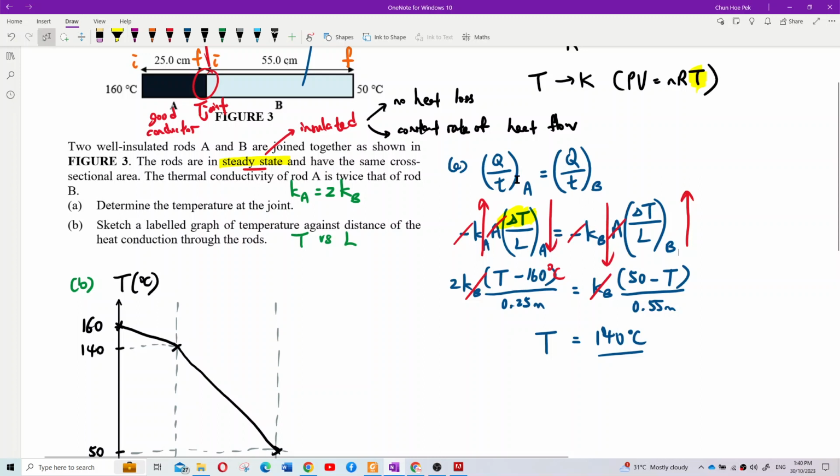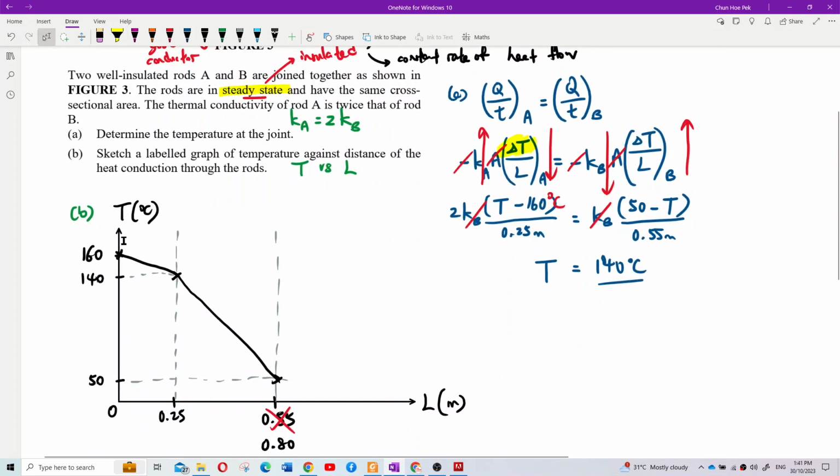But you must know the rate of heat flow is equal for A and B. So the left and right hand sides are equal in value. If one partner is big, the other partner must be small, and if one is small, the other must be big. Then only can both sides be equal. So a good conductor, high K, has a small gradient. A bad conductor, low K, has a big gradient.